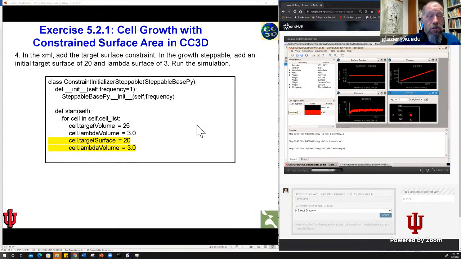So the next thing I'd like you to do is turn on the surface area constraint. We loaded the plugin, but we didn't enable it. So add the lines cell.target surface is 20, cell.lambda volume is 3.